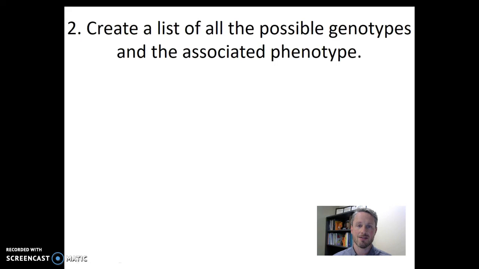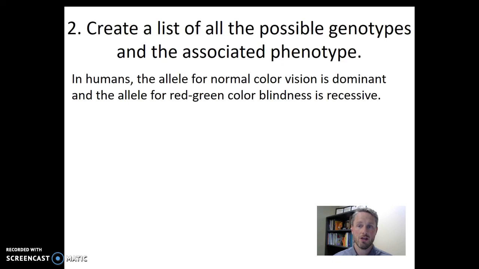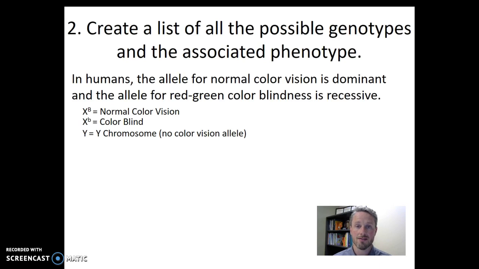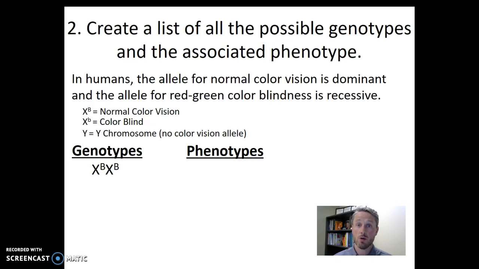Again, I recommend the next step is that you create a list of all the possible genotypes and their phenotype. So again, we know color vision is dominant, color blindness is recessive. We came up with these symbols. And so we can make a list of all the genotypes and phenotypes. People require 2 copies of the sex chromosomes. They either have 2 X's or an X and a Y. So I think there's several combinations we can make. We could have 2 X's that both have the dominant allele. This individual's phenotype would be female. They've got 2 X chromosomes, and they have normal vision because they have 2 dominant alleles.